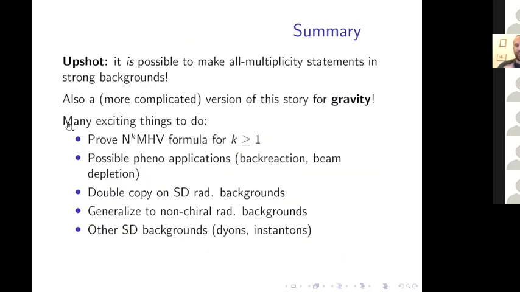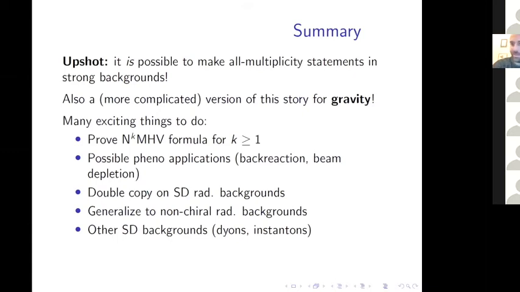So anyway, I'll wrap up now. The upshot to take away from this is that it is possible to make all multiplicity statements in strong backgrounds. There's another version of this story, which I didn't tell you, for gravity in self-dual radiative spacetimes. It's just a bit more complicated, but otherwise very much the same. But there are many exciting things, I think, to work on here.